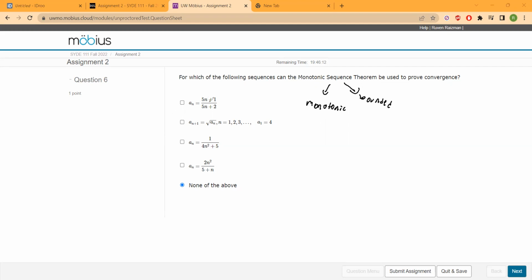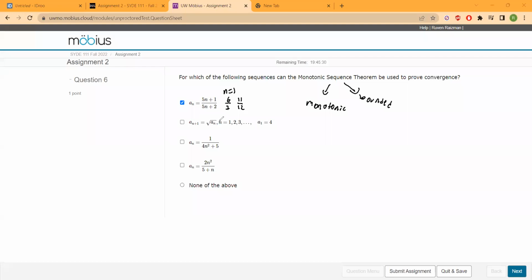Okay, so let's check the first one. It is monotonic, I believe. It has a limit of 1, and I think it's always going to be smaller, but we can check. So let's see. If n is equal to 1, then this function is going to be 6 over 7. If it is 2, it's going to be 11 over 12. So it's always increasing. And so its bounds are going to be 6 over 7 and 1, because that's its limit. And so it is both monotonic and bounded. So then we can use the monotonic sequence theorem. Check.